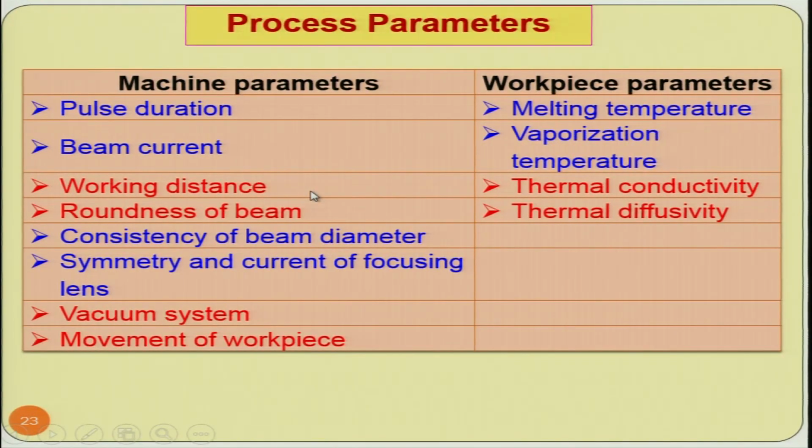Then you have the working distance. The working distance is also very important, because there is always a focus point for the electron beam, and as the workpiece surface moves away from the focus point, the efficiency of the process and the quality of the feature being created get reduced.